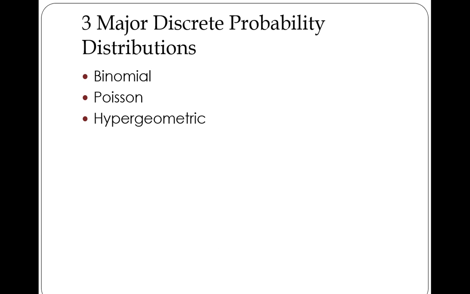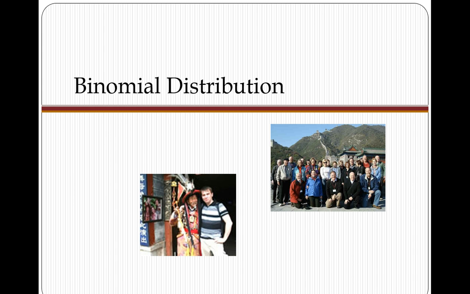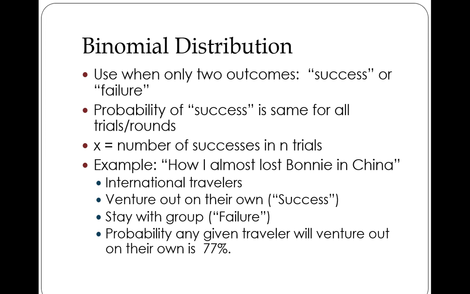So there are three important discrete probability distributions: the binomial, the Poisson, and the hypergeometric. The first one we're going to talk about is the binomial distribution, and here are a bunch of people in China, and that's going to be important to our example.